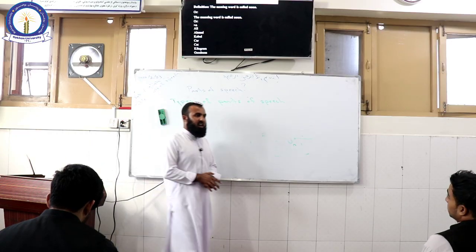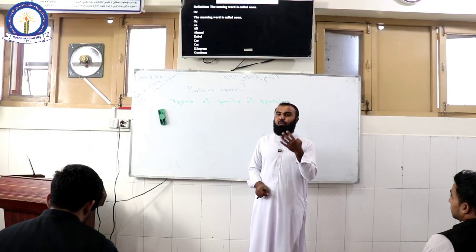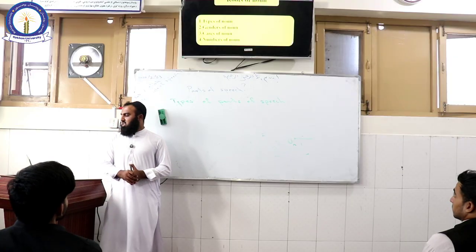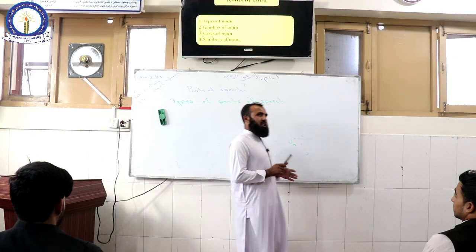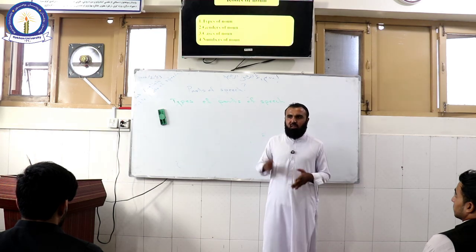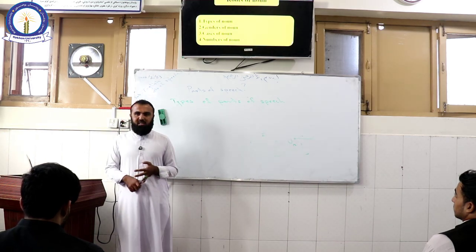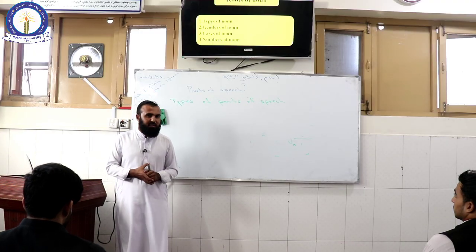After this, we have the roots of noun. Noun has 4 roots. Let's see. Roots of noun. Noun has 4 roots. Number 1, types of noun. Number 2, genders of noun. Number 3, cases of noun. And the 4th number is what? Numbers of noun.